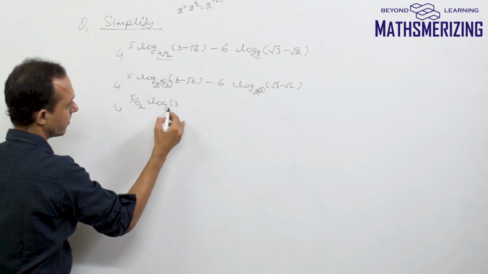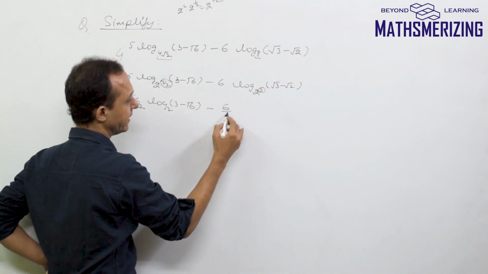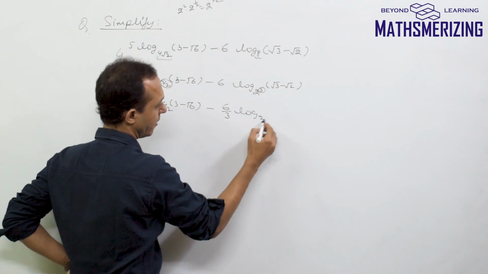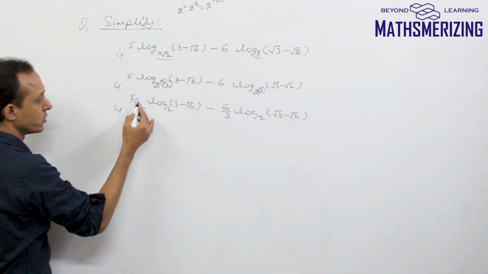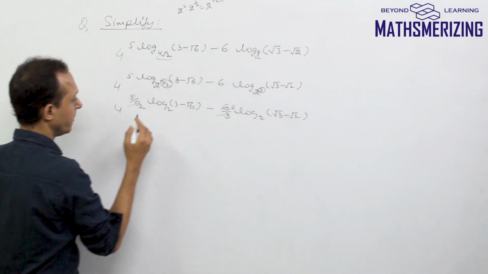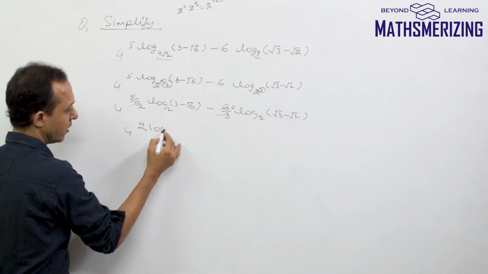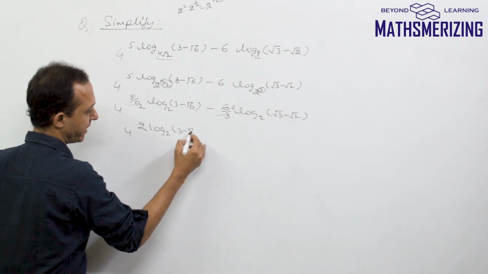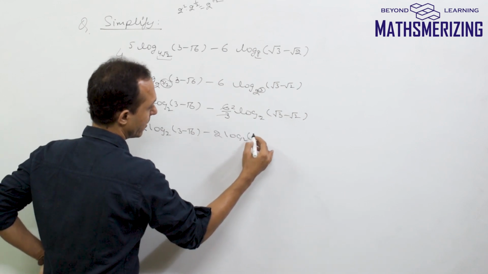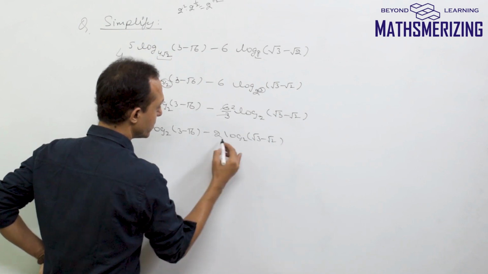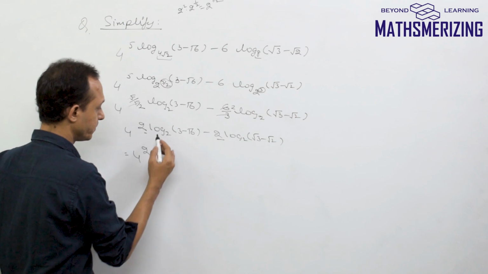So I'll write 5 upon 5 by 2 log 3 minus root 6 to the base 2, and then minus 6 by 3 log root 3 minus 2 root 2. So here 5 will cancel, here 2, here I'll get 2. So I'll get this as 2 log 3 minus under root 6 minus 2 log root 3 minus root 2. So I can take this 2 common. So I'll write this as 4 and this is 2.